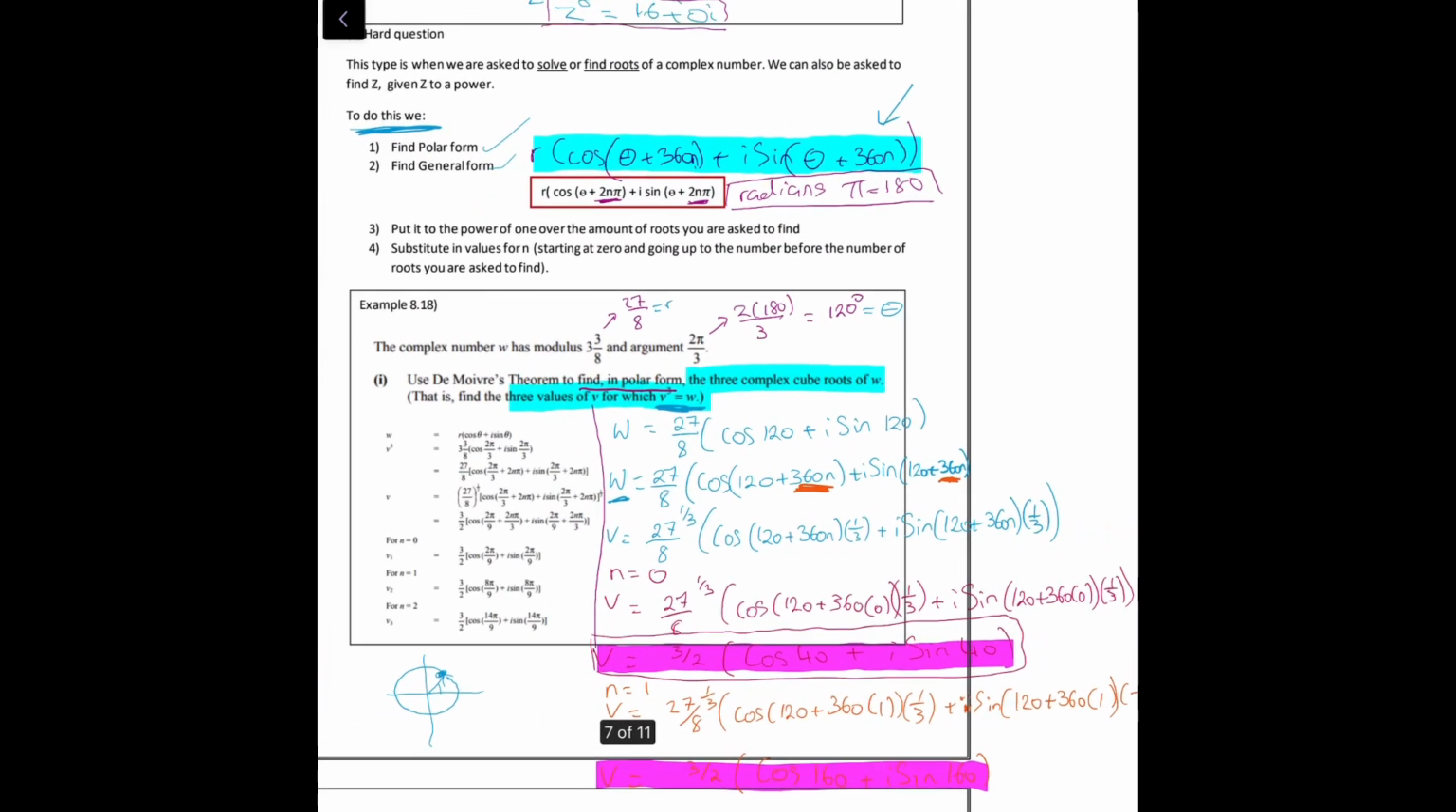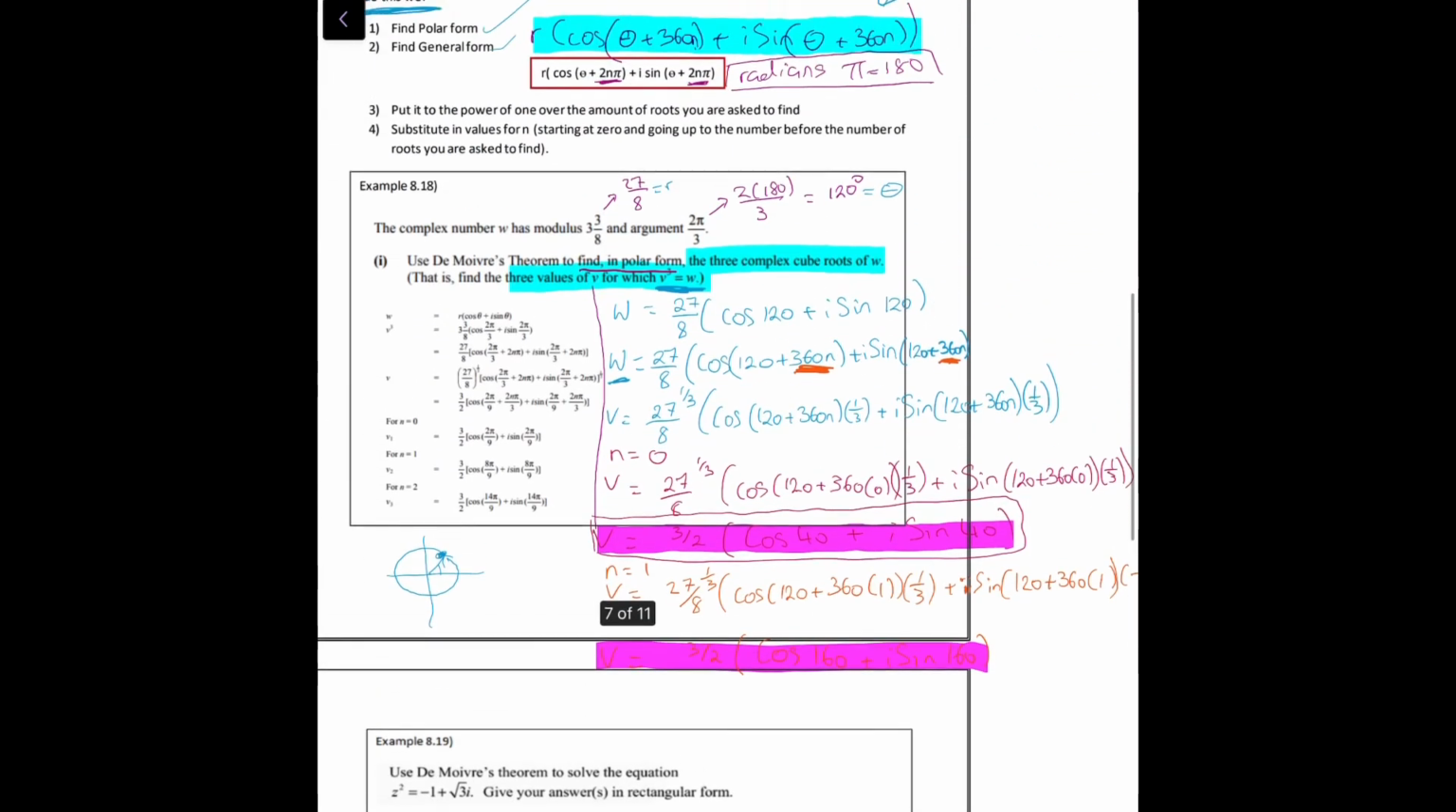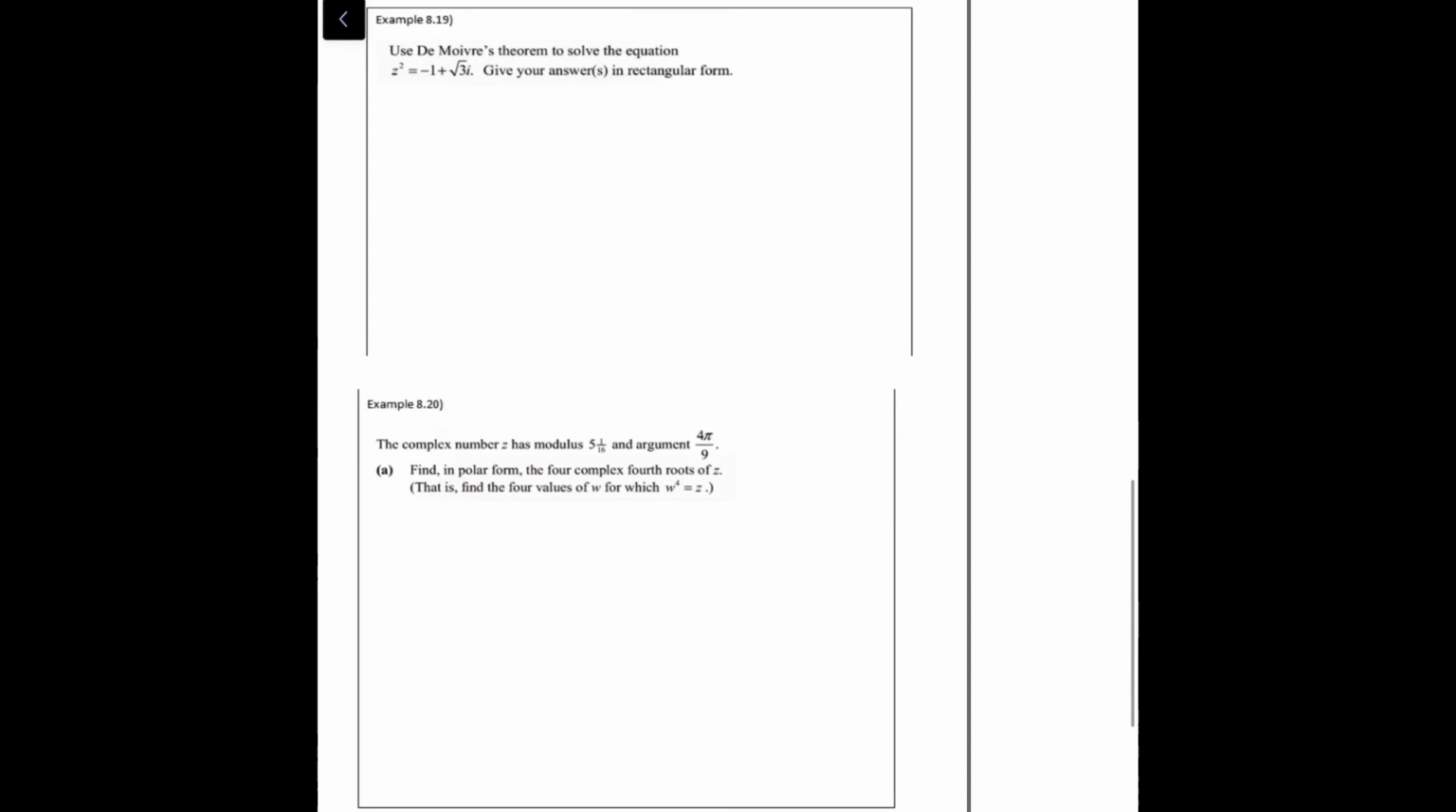So there are my 3 answers then, all in polar form. They're all values for v when the n value is changing. So they are the complex roots of that answer. So these 2 questions then are 2 separate types of questions, same idea as the more difficult question. So give them a go.